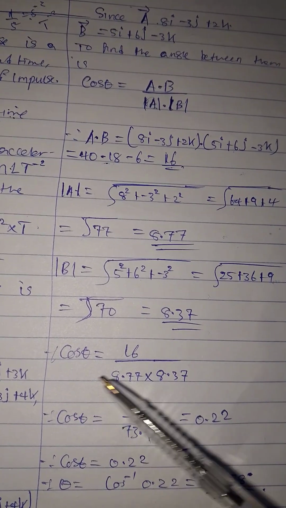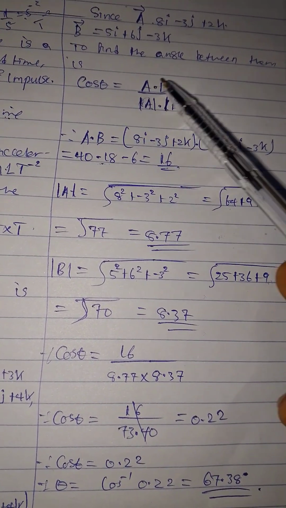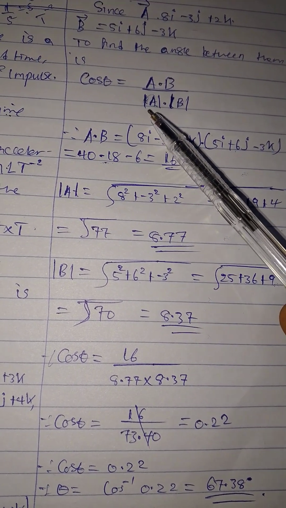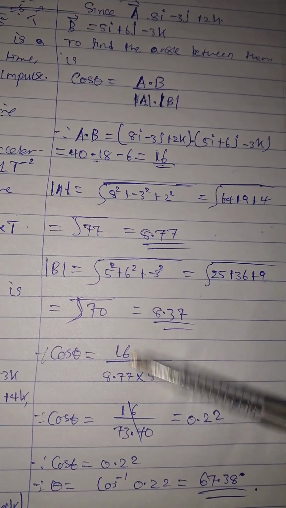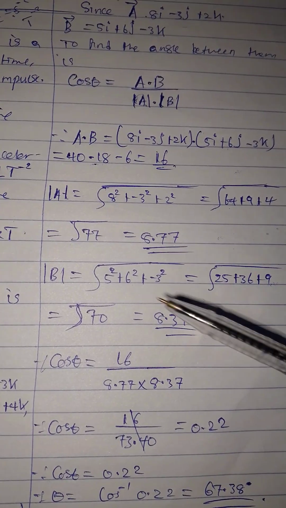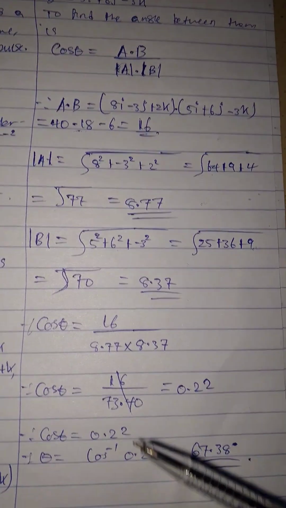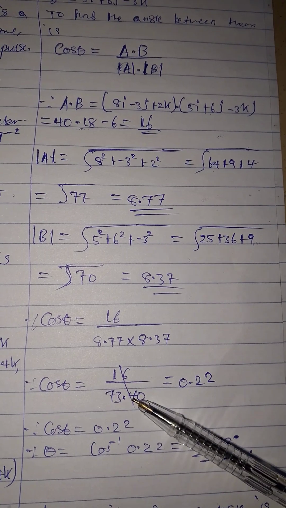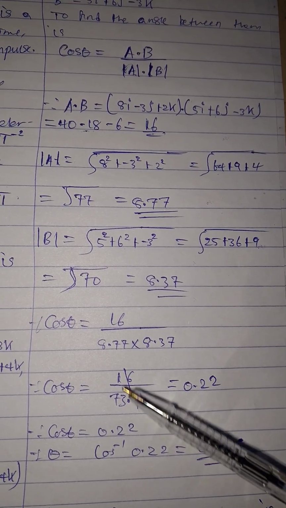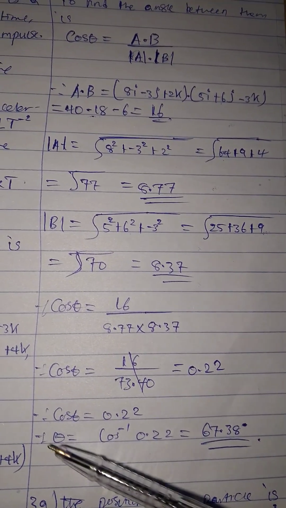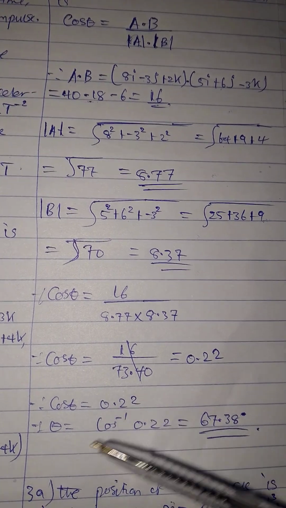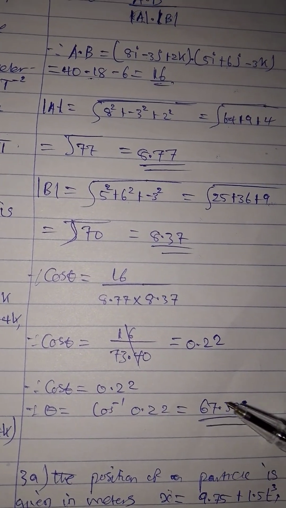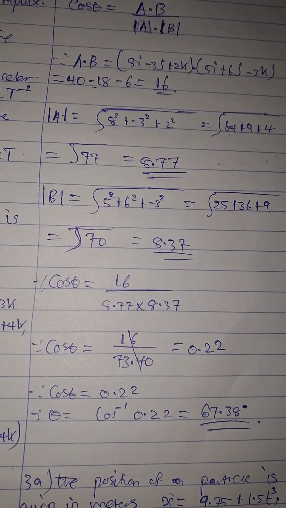So put everything here into this formula. So I have that cos theta is equal to a dot b. My answer for a dot b was what? 16 over. My answer for magnitude a is what? 8.77 times answer for magnitude b was what? 8.37. Okay, so that becomes this. So cos theta is equal to 16 all over. This times will give you what? 73.4. So 16 into this will give you 0.22. So after doing that, now cos theta is equal to 0.22. Therefore, theta is equal to what? Cos inverse of 0.22, which is what? 67.38 degrees. This is the answer.